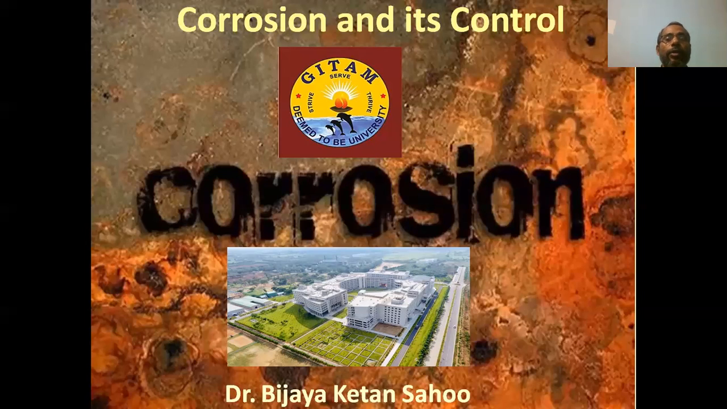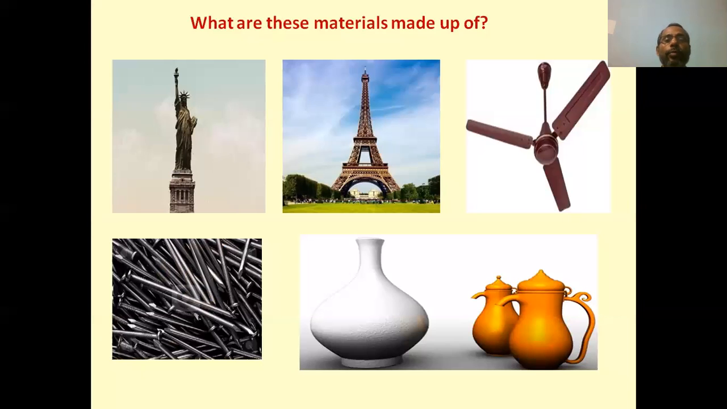So this topic is all about corrosion and its control. Before going to discuss what corrosion is and what the different prevention and control methods are, let us have a look into different materials around us. In this slide, some materials have been shown.